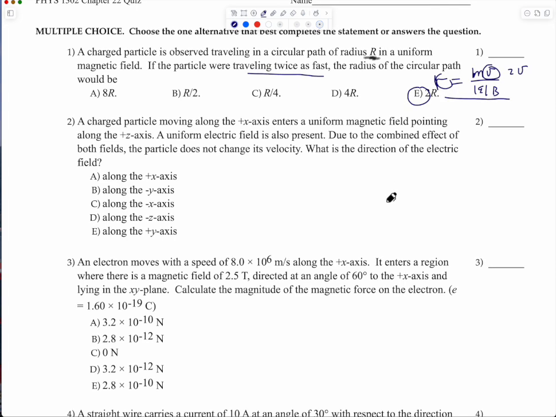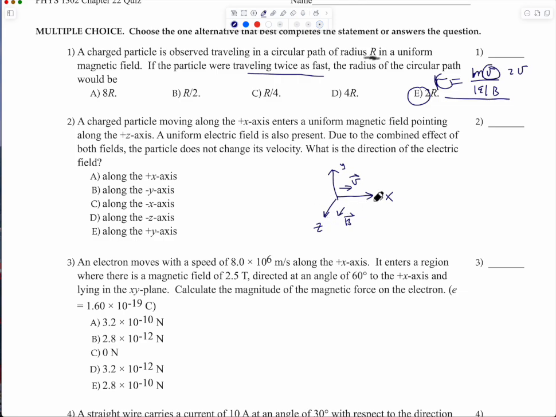Second one, a charged particle moving along the x-axis with velocity v enters a uniform magnetic field pointing along the z-axis. So this is x, this is y, this will be z, and the magnetic field goes here. A uniform electric field is also present. Due to the combined effect of both fields, the particle does not change its velocity. What is the direction of the electric field?